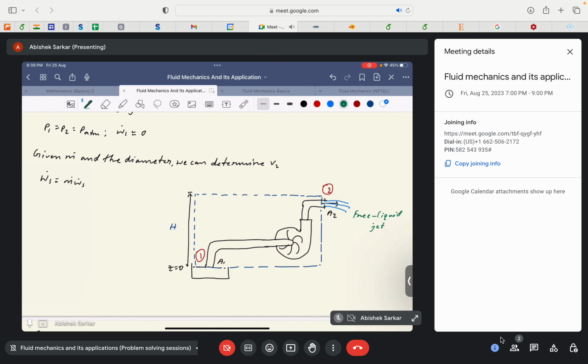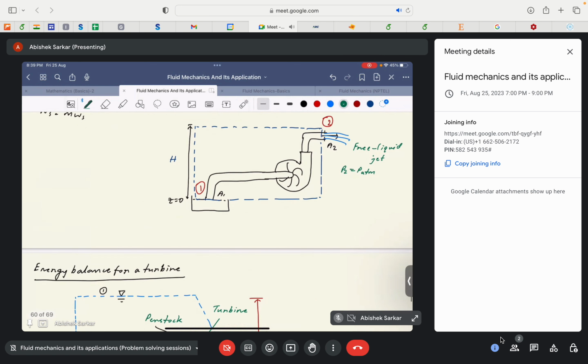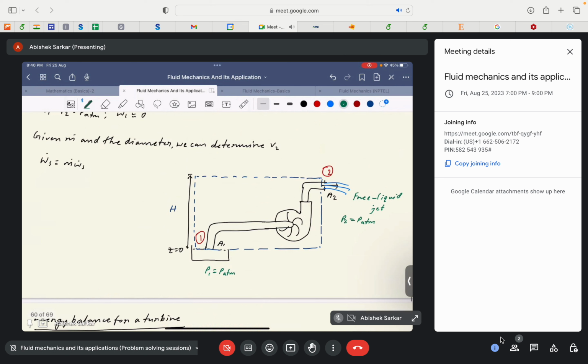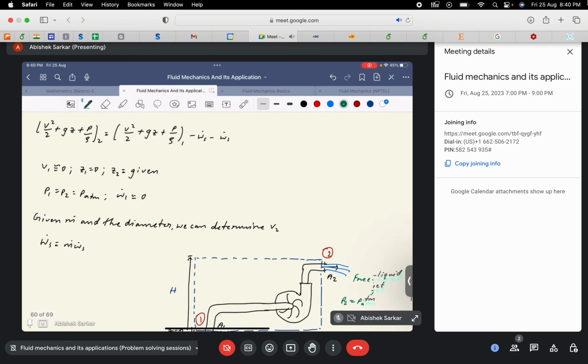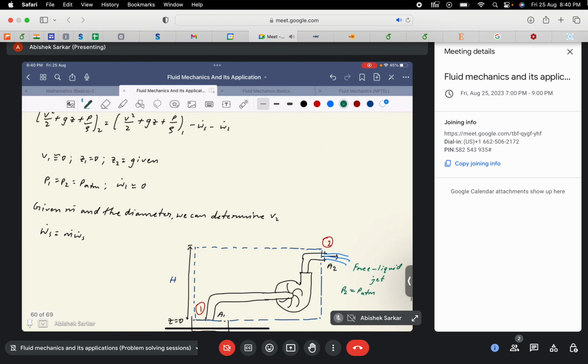Since it's a free liquid jet, P2 would be equal to P atm. And since point 1 is at the surface, P1 would be equal to P atm as well. So the point is considered just near the free surface. Considering this simplification, say Z2 minus Z1 is equal to H.